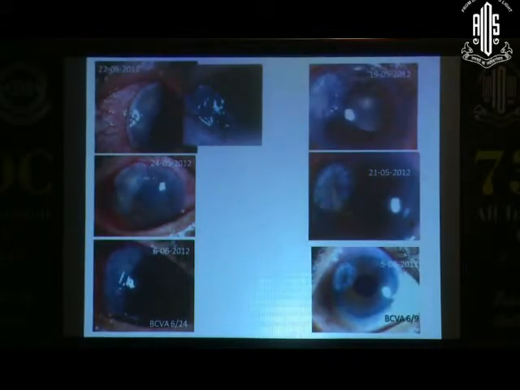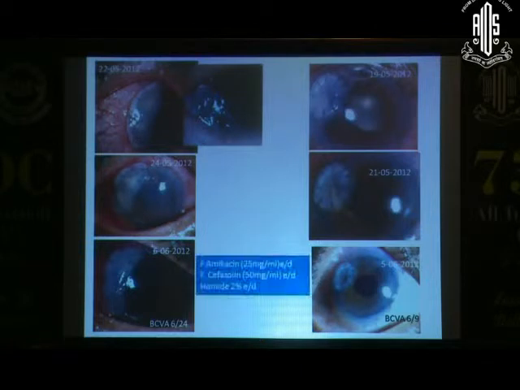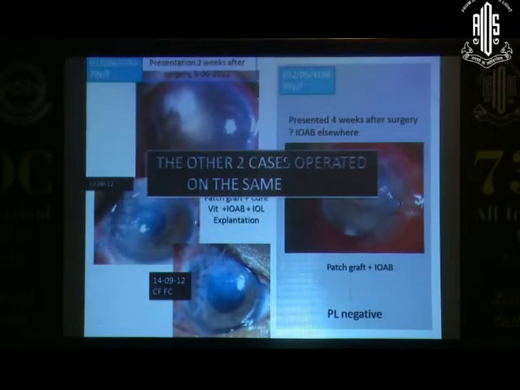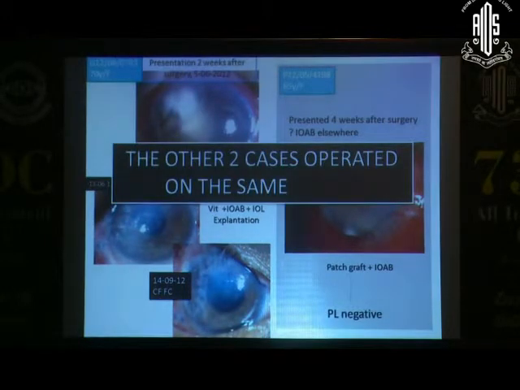Yeah, so this is what we did, and this is how these patients progressed. This patient acquired 6/24 vision, and this one actually 6/9 vision. And the patients did well with amikacin eye drops. We actually gave intrastromal antifungal at that time, thinking that it was fungal. But just with topical amikacin, they responded.